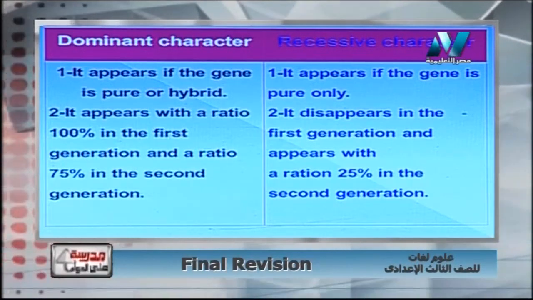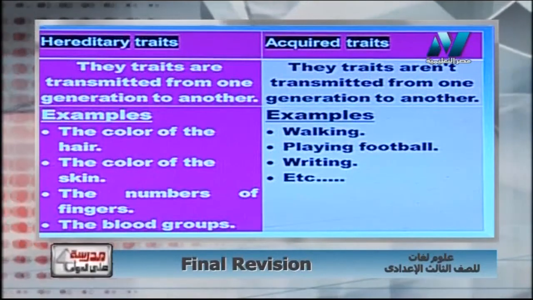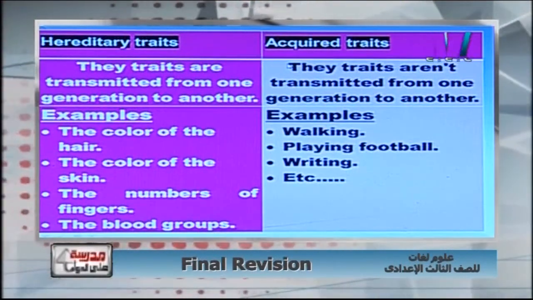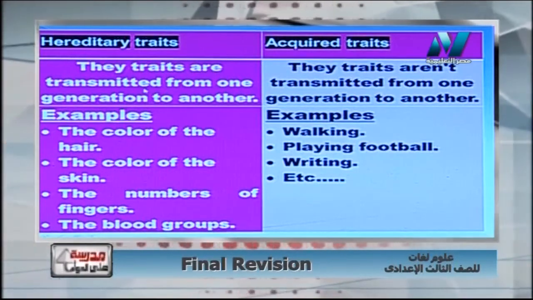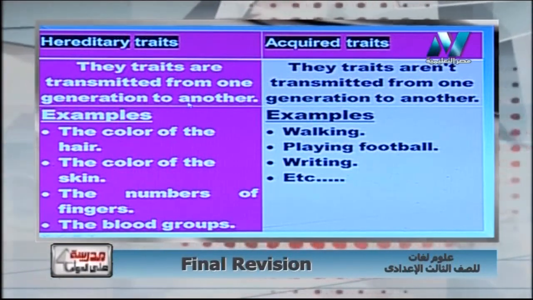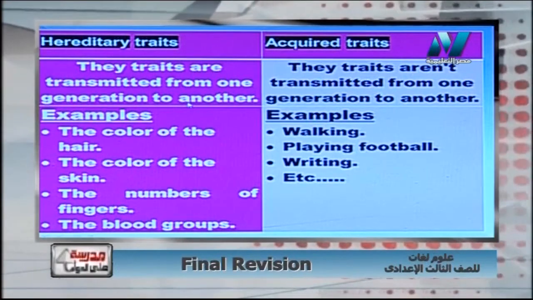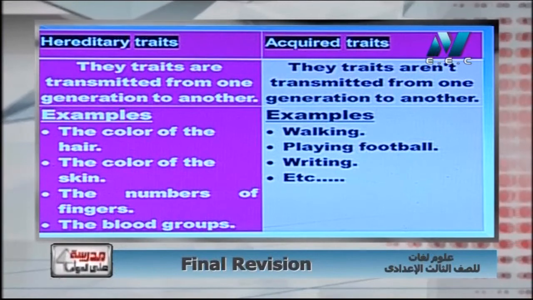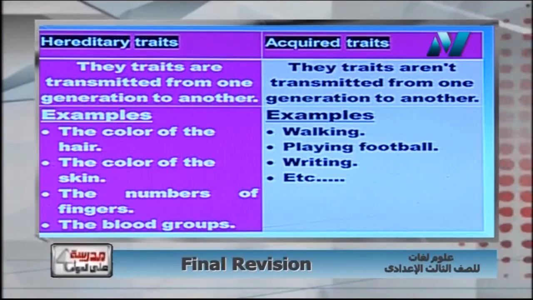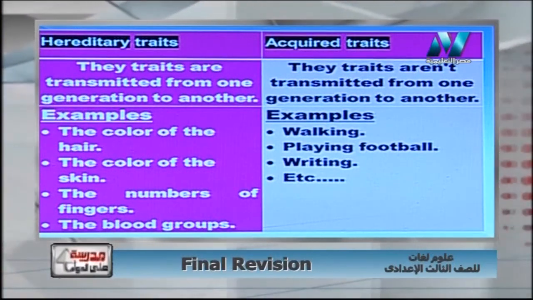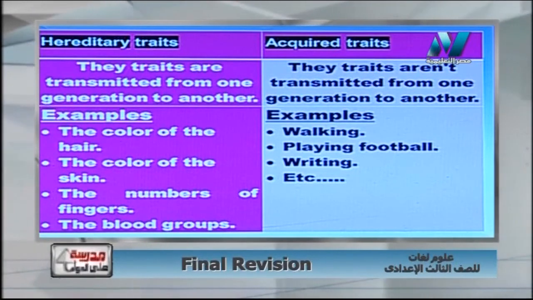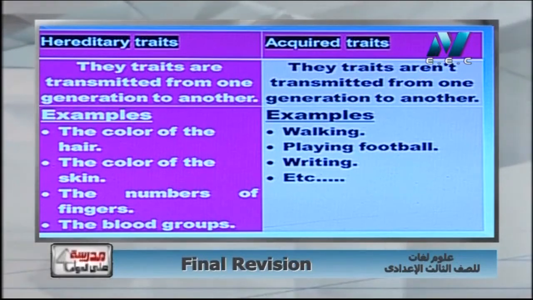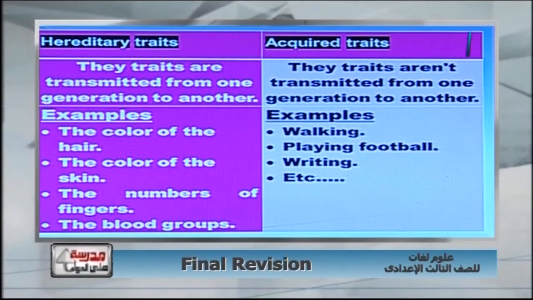This is the first comparison. The second one: hereditary trait and acquired trait. As we explained, a hereditary trait is transmitted from one generation to another, from the grandfather to his son and from the son to his grandchildren. Examples: hair color, inherited. Skin color, inherited. Number of fingers and the blood group. All of this, your hair color, your skin color, your blood group, you inherited from your parents.